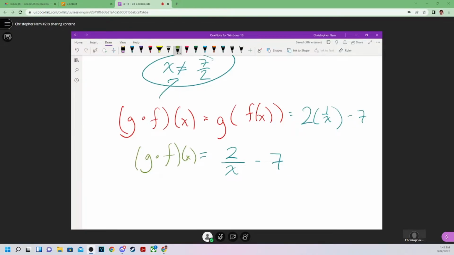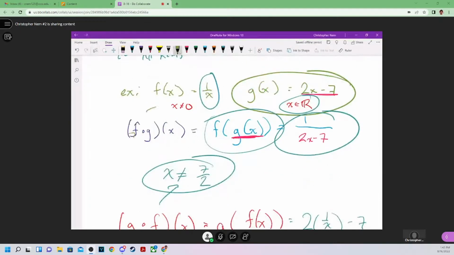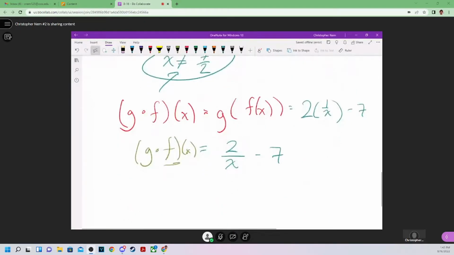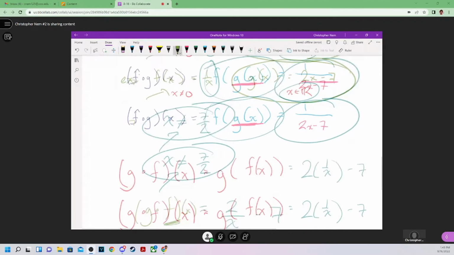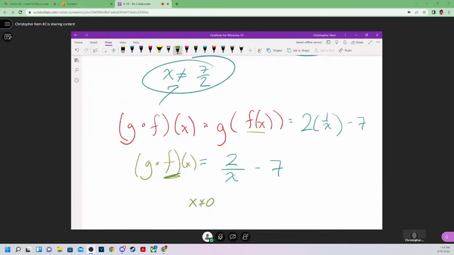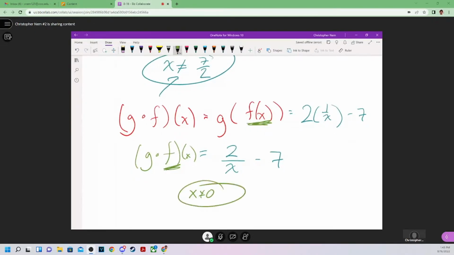Well, I need to satisfy function f in this case because f is my second function. So x cannot equal 0. And I have to satisfy the outputs of my function f, and the output of this guy is all real numbers except for 0. So I have to satisfy that value and then plug it into f. So it just stays as x does not equal 0 in this case as well.